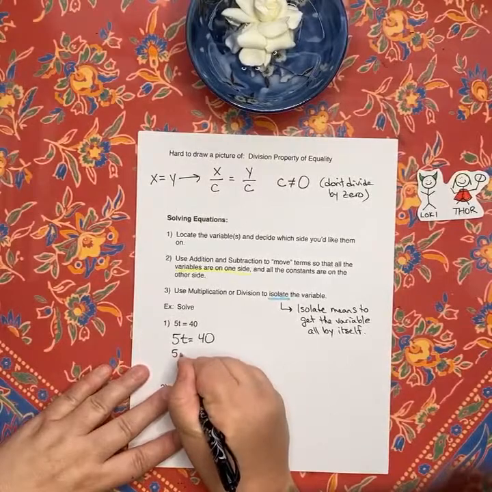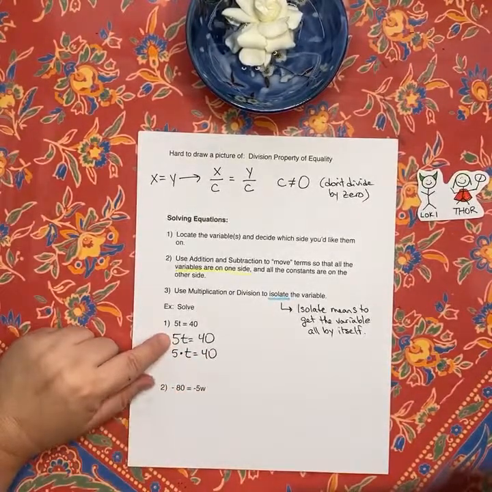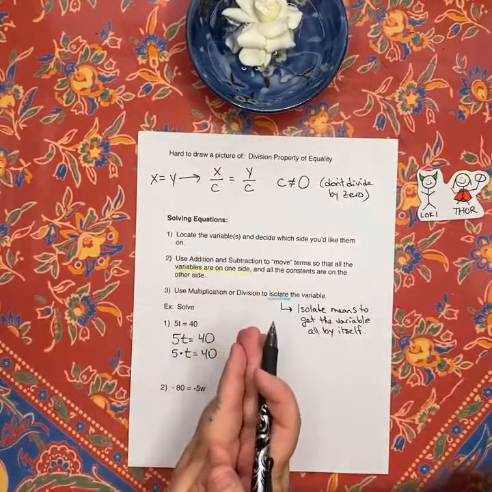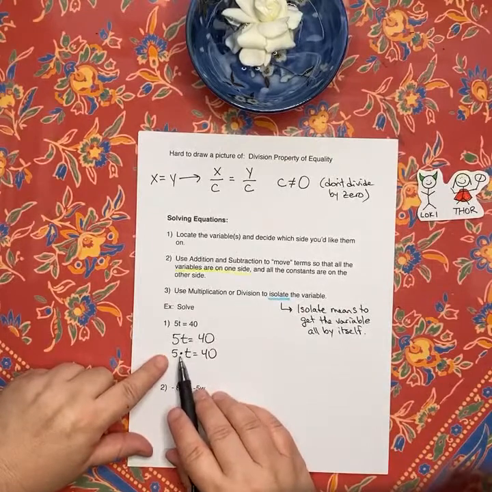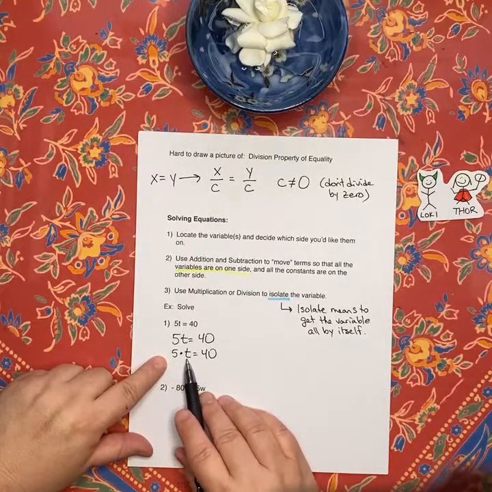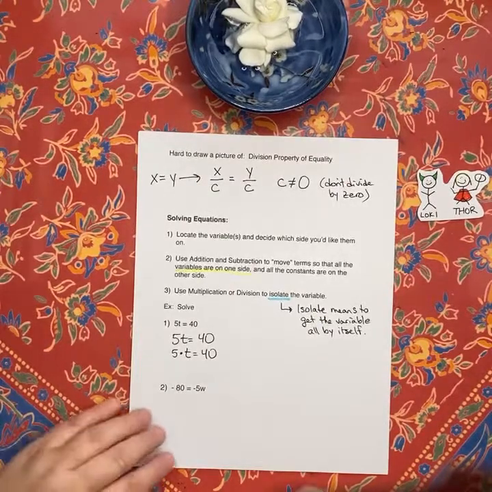Well, this is 5 times t. Remember, we've got that implicit multiplication. When we write two things right next to each other, they become multiplication. That's the shortcut for multiplication. If this is multiplication, I want to undo that by using, you got it, division.